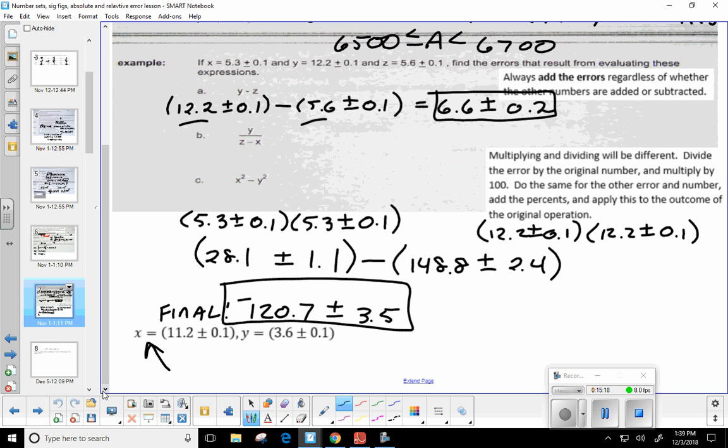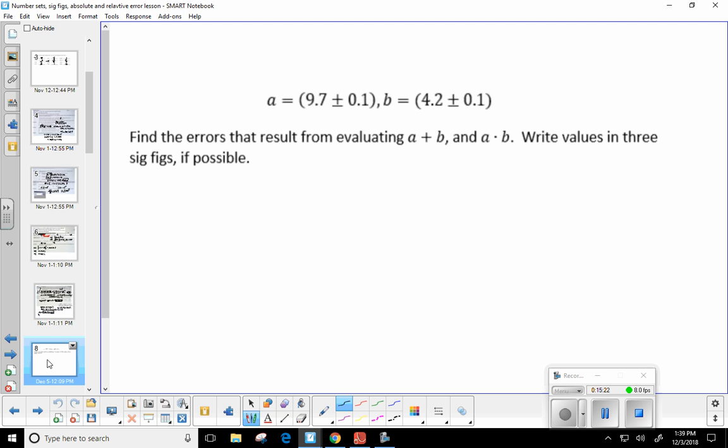Correct? Okay, yes, I got the arrow right there. So I'll tell you what, we can use this one possibly later as a review. I've got another one right here. Let's try this one. Find the errors that result from evaluating A plus B and A times B.